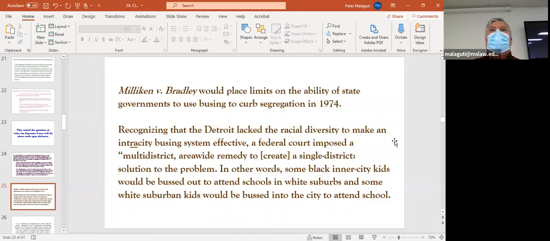And so inner city kids are going to go to school out in the suburbs, and suburban kids are going to go to school in the city. You know, and I'm not saying that all suburban kids will go to school in the city. I'm not saying that all city kids will be going to school in the suburbs. But there's a system where there's going to be true desegregation going on here. This is great until the Supreme Court says you can't do this in 1974.